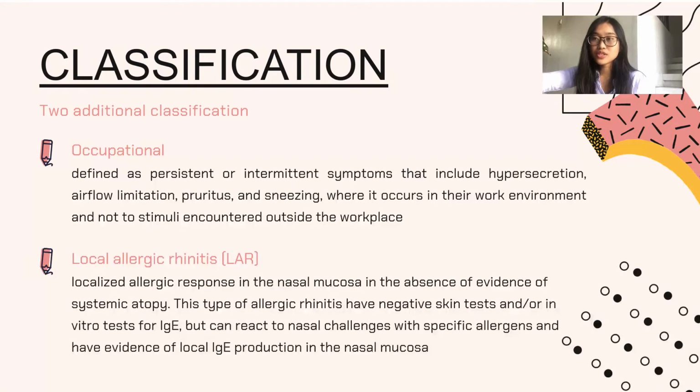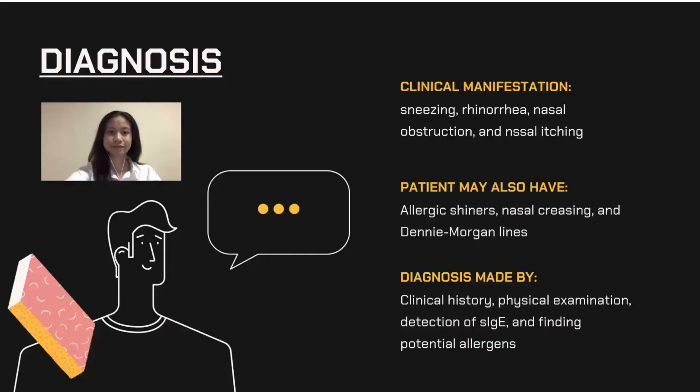So in recent years, there are 2 additional classifications. First is occupational, defined as persistent or intermittent symptoms that include hypersecretion, airflow limitation, pruritus, and sneezing. Second, local allergic rhinitis. It is a localized allergic response in the nasal mucosa in the absence of evidence of systemic atopy. This type of allergic rhinitis has negative skin tests and in vitro tests for IgE, but can react to nasal challenges.